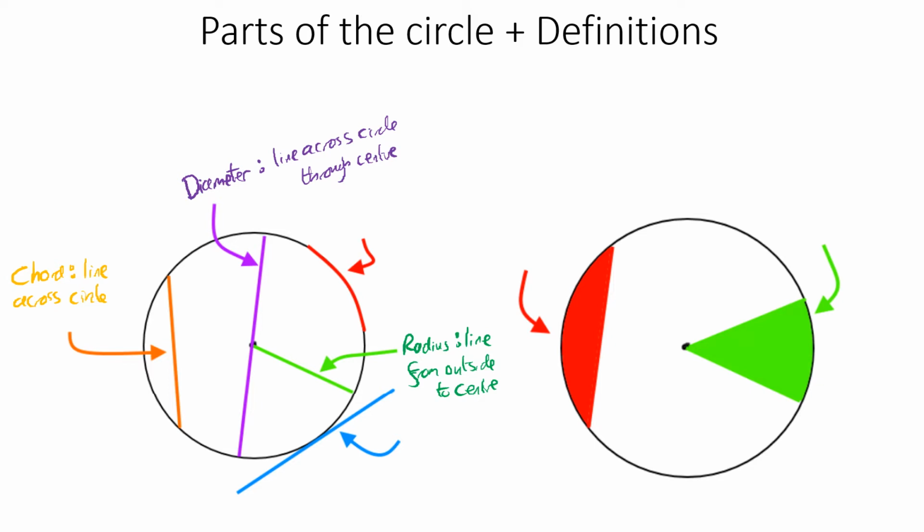In blue, we've got what we'd call a tangent. And a tangent is a line that just touches the circle. Or more generally, it's a line that just touches any curve. And the last one, in red here, is called an arc. And that's just a part of the circumference.